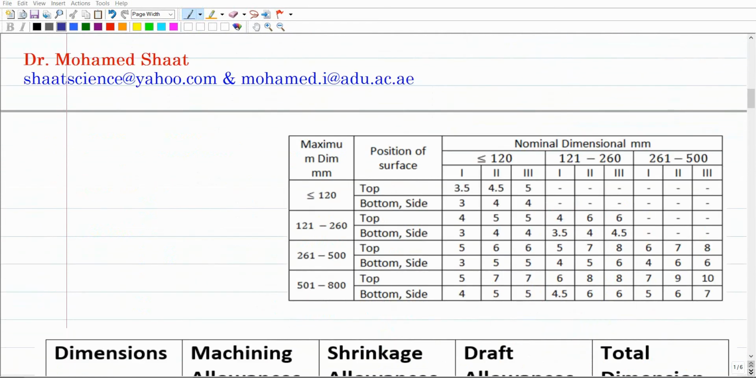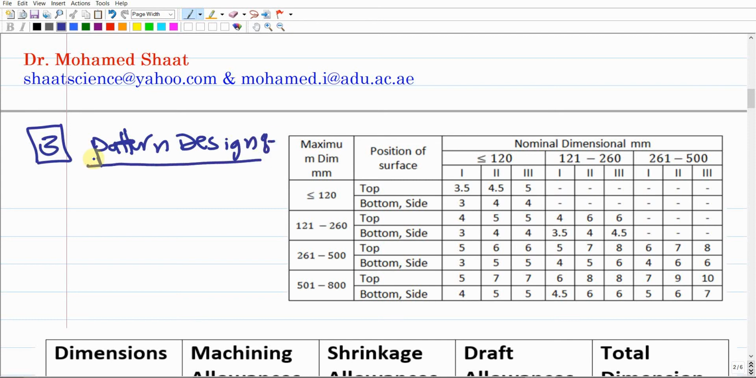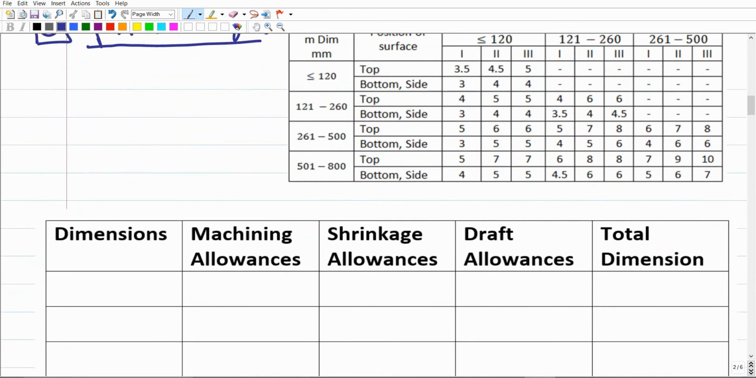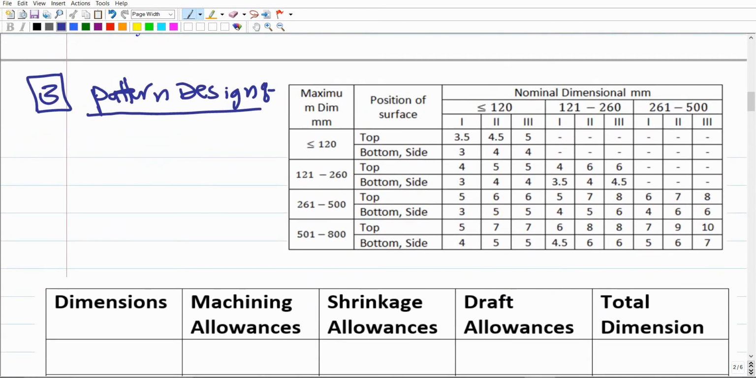Then you're going to proceed to one of the important steps, basically the third step, which is the pattern design. In the pattern design, your objective is just to find all the dimensions of the pattern. We said that there are some differences between the pattern and the final product in terms of dimensions because of the machining allowance, shrinkage allowance, and draft allowances, in addition to the other differences related to the shape, in terms of the core prints and so on.